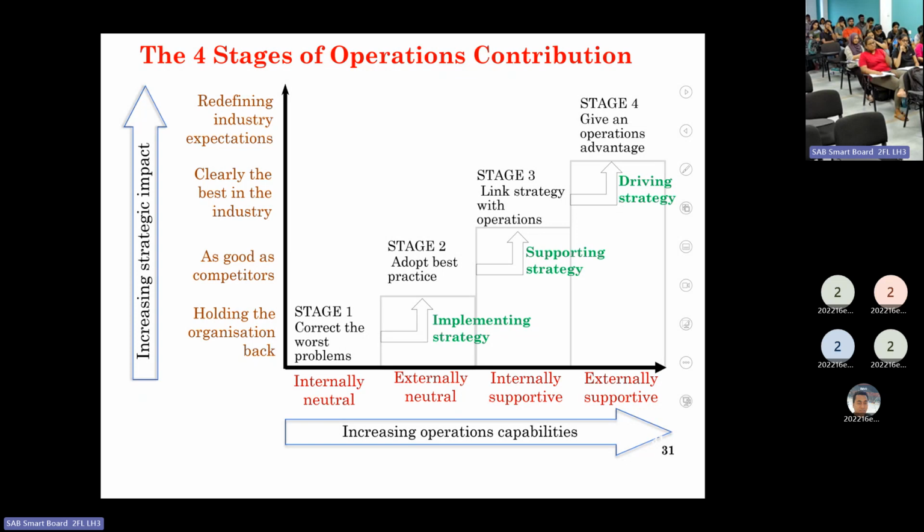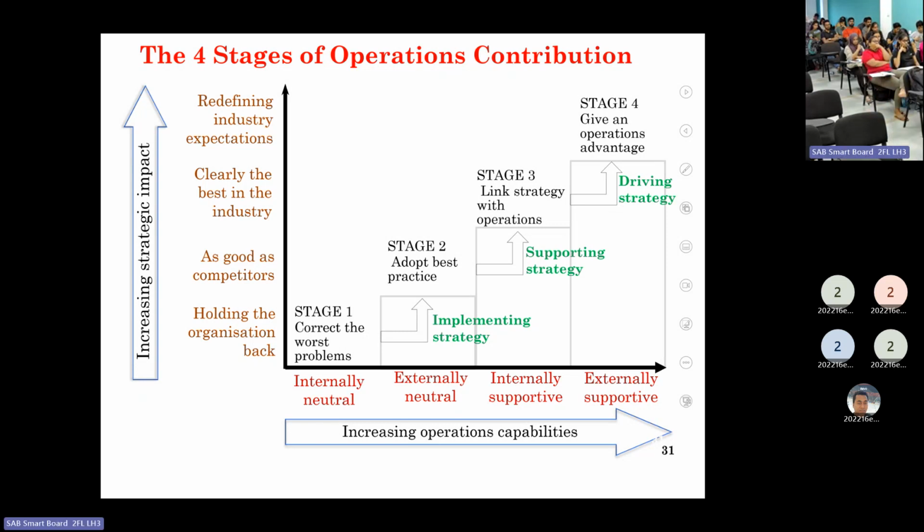Stage two, the contribution is a little higher. Operation strategy is there, so operations is just implementing it. Right? So they will be able to be as good as their competitors. We call it externally neutral, but internally supportive. Right? Stage two, implementing.